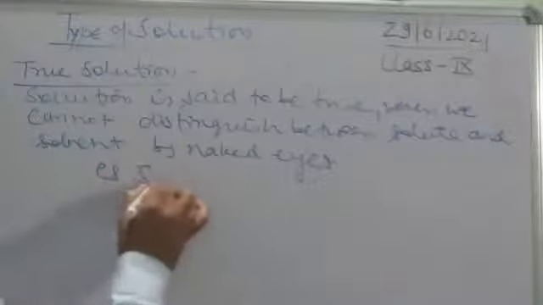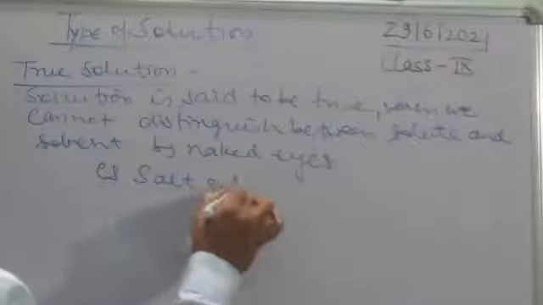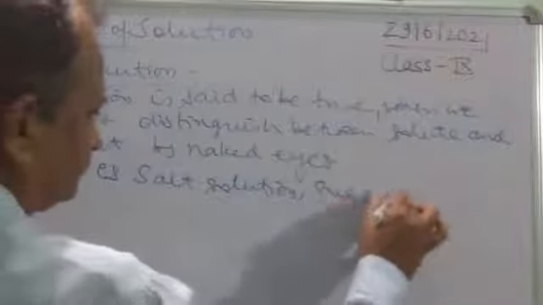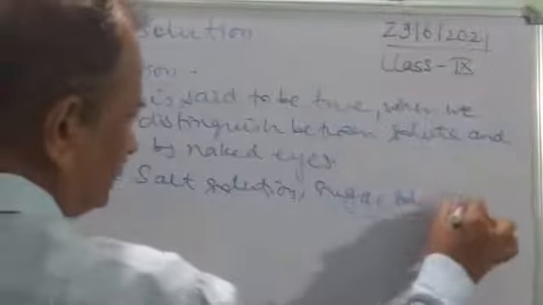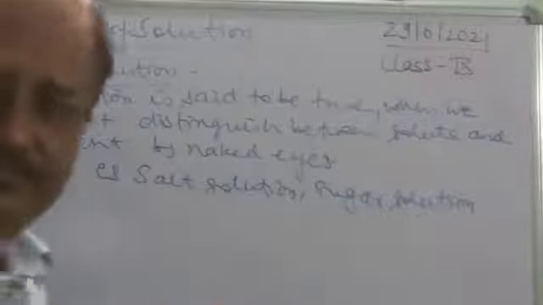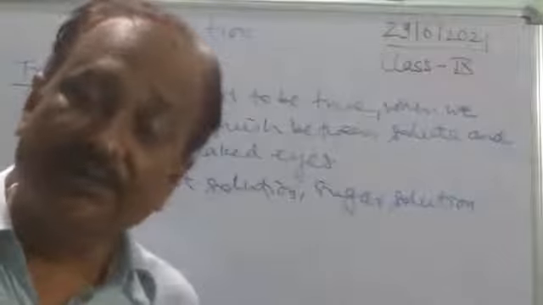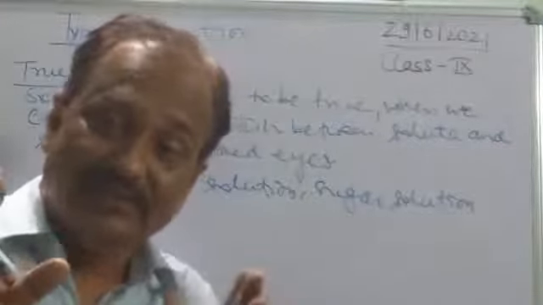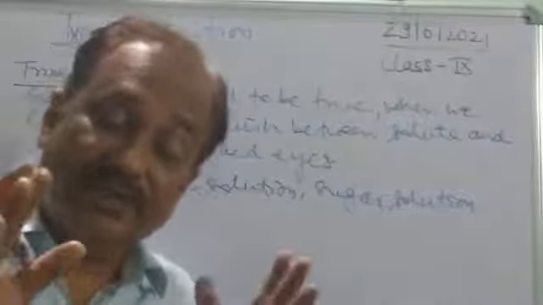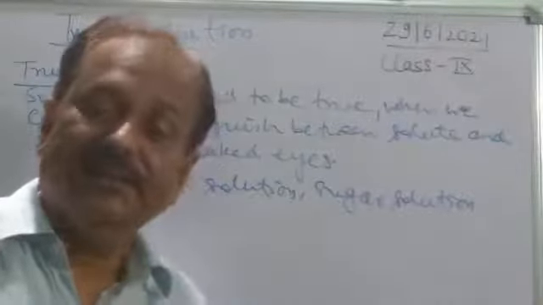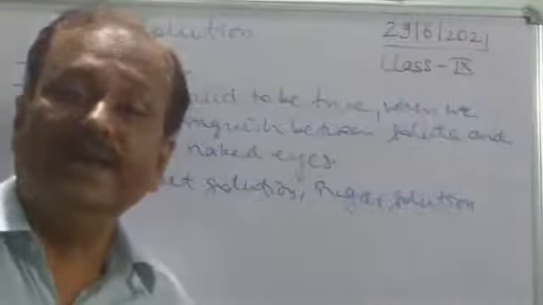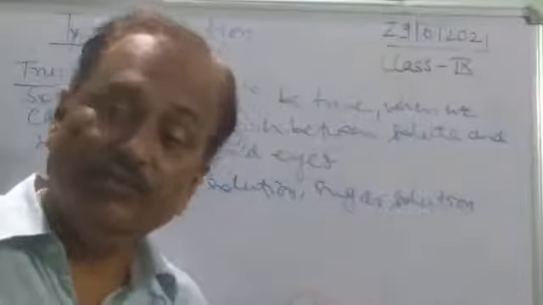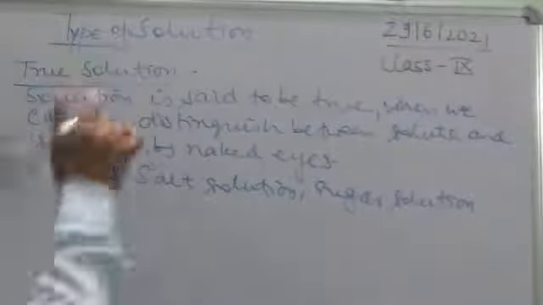Examples: salt solution, sugar solution. There are many more, children. If you dissolve alum or fitkari, sugar candy or mishri, any solution in which we cannot differentiate between the particles of solute and solvent by the naked eyes, is said to be a true solution. So this is the statement.